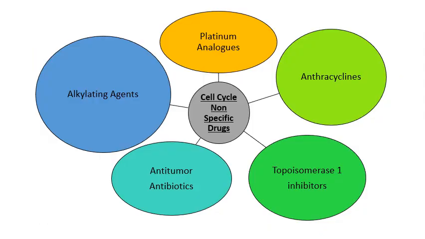Cell cycle non-specific drugs are divided into five broad categories. Number one, alkylating agents. Drugs like cyclophosphamide, ifosfamide, lomustine, carmustine, busulfan are in this category. Number two, platinum analogs. Drugs like cisplatin, carboplatin, oxaliplatin are in this category. Number three, anthracyclines. Drugs like doxorubicin, daunorubicin, epirubicin are in this category. Number four, topoisomerase 1 inhibitors, which include drugs like irinotecan, topotecan. And number five, antitumor antibiotics, with two main examples: mitomycin C and actinomycin D.